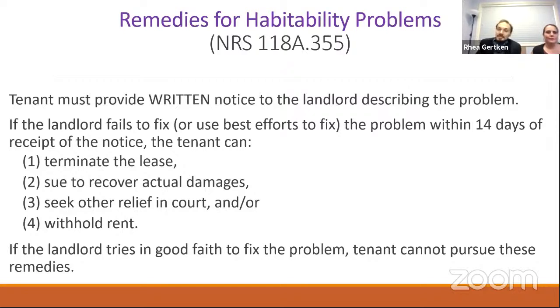However, if the landlord does try in good faith to fix the habitability problem, you can't pursue those remedies, which means if your toilet breaks and you call your landlord and the landlord calls the plumber, then that's sort of the end of the issue. You can't then withhold your rent. You would have to give another written notice and start again.